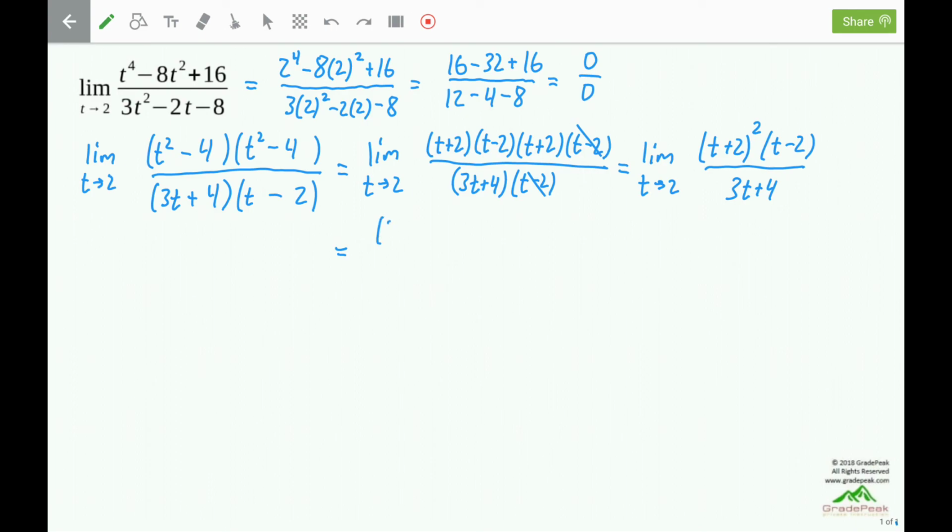If we plug a 2 in for each of the t's, we have 2 plus 2 squared times 2 minus 2 over 3 times 2 plus 4. 2 plus 2 is 4 squared, which is 16. 2 minus 2 is a 0. 3 times 2 is 6 plus 4 is a 10. 16 times 0 is a 0. We have a 0 over 10. A 0 over any non-zero number is always 0.